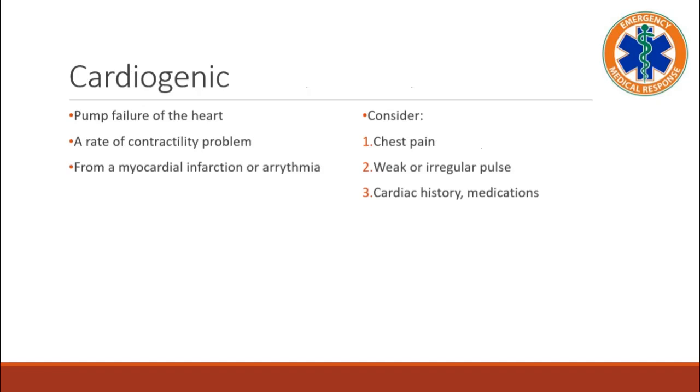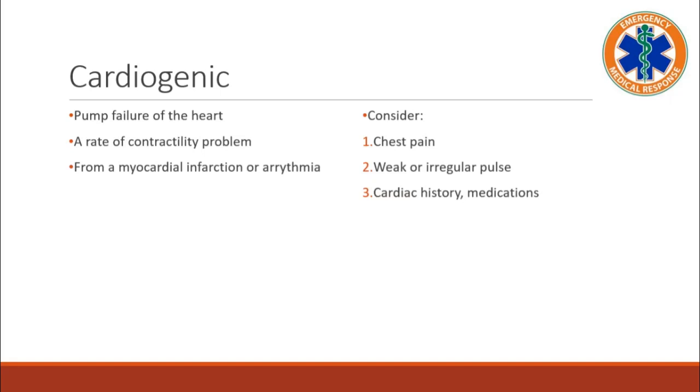Cardiogenic is a pump failure of the heart. When we think back to earlier, if it was a pump problem, pipe problem, or fluid problem, this would be a pump problem. We have the heart not contracting fast enough, not contracting to get enough blood out. Usually this is resulting from either an MI or some sort of arrhythmia, some sort of cardiac condition.